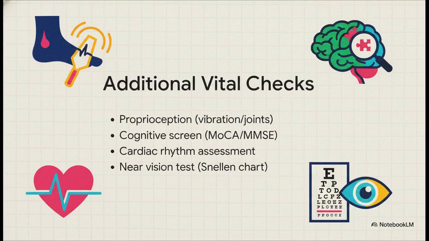But we're not done yet. You must complete the assessment by checking the other sensory and systemic pillars. Check ankle proprioception using vibration and joint position testing. Run a quick cognitive screen like the MOCA. Assess their cardiac rhythm. And crucially, utilize a Near-Snellen chart to check their vision. Think about it. If they already have vestibular and proprioceptive deficits, they're relying entirely on their eyes to stay upright. If their near vision is poor, a fall isn't just likely, it's pretty much inevitable.